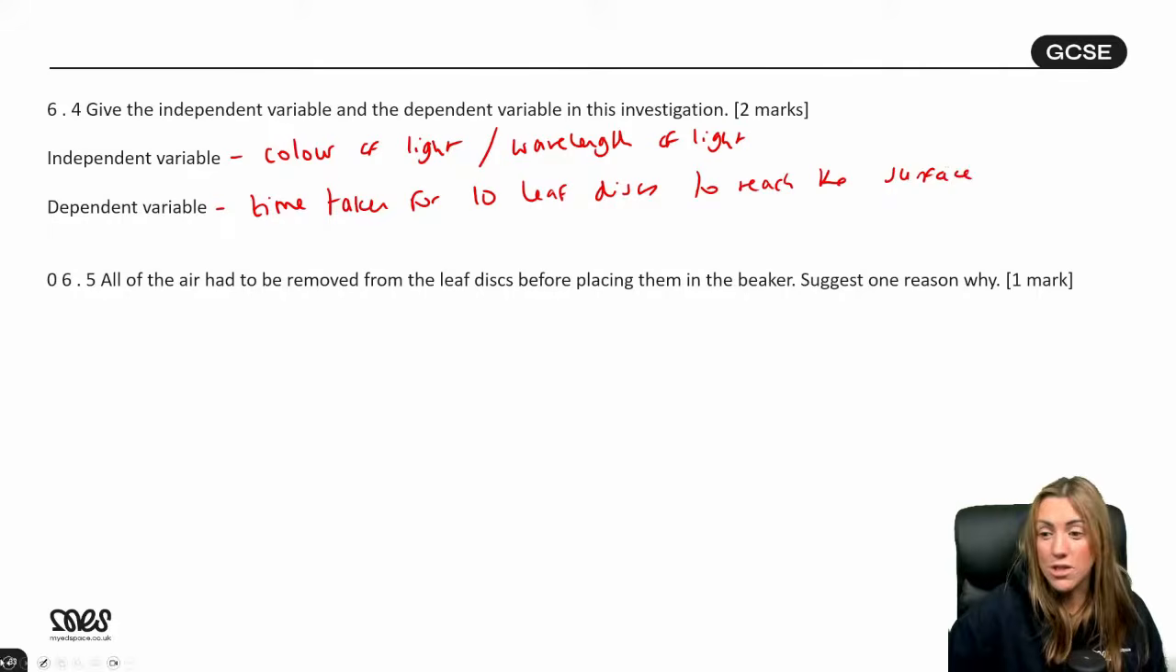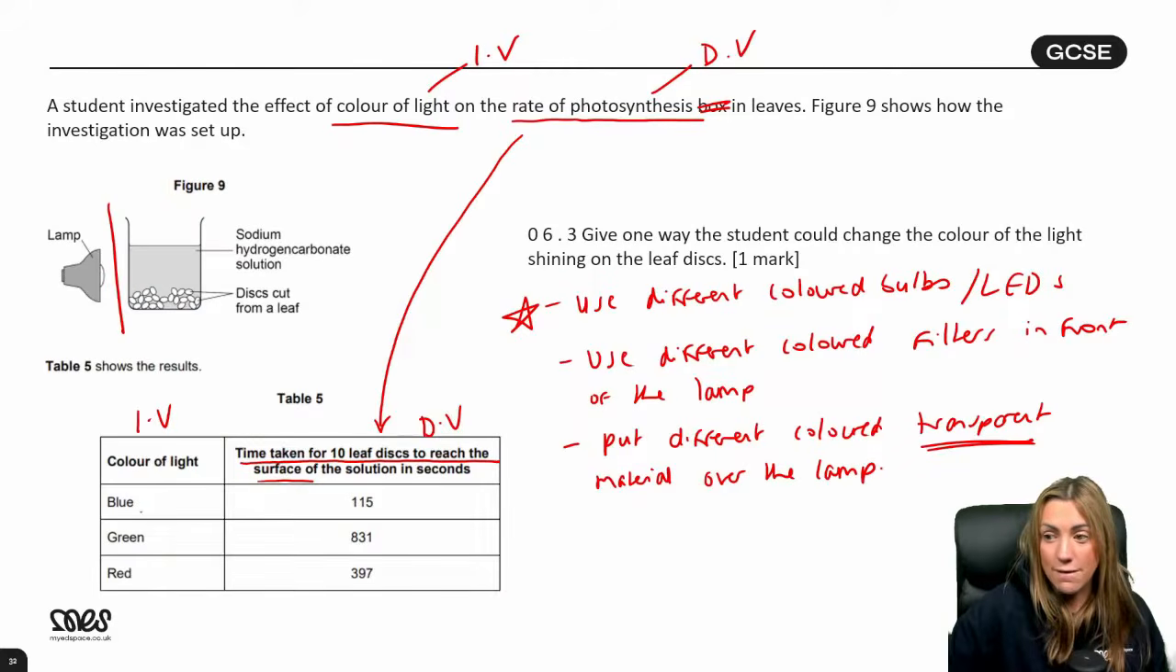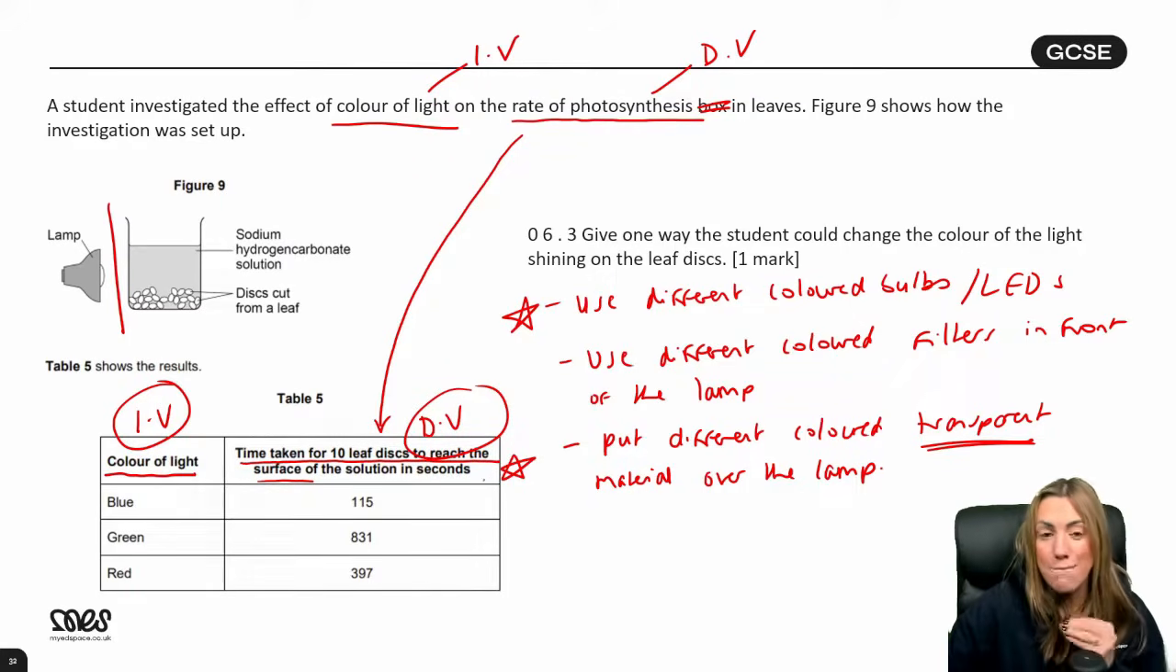That's what I would always do. I'm just going to go back. In the first column is what we're changing, the IV. In the second column is what we're measuring to get the rate of photosynthesis, that's our DV. And I would literally just copy the exact headings from that table to make sure that I get the marks.